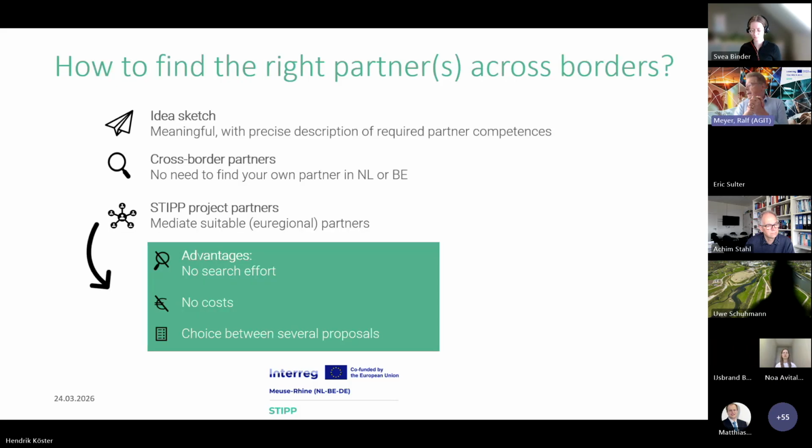Well, one of the main topics that we are dealing with is, of course, the question, how do we find the right partners across borders? We do it with an idea sketch. That means that each idea provider should fill in a meaningful, precise description of his or her project idea, and especially the required partner competencies. And then we provide these idea sketches and partner searches to our partners.